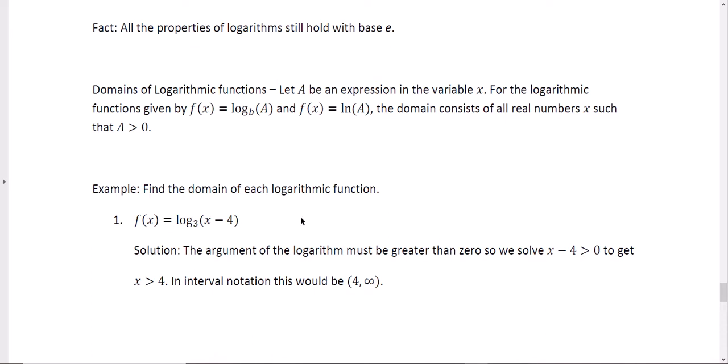So to find the domain of each logarithm, here we have f of x equals log base 3 of x minus 4. The argument, the x minus 4, must be greater than 0. So we solve the inequality, x minus 4 is greater than 0. Add 4 to both sides to get x is greater than 4. And then we put it in interval notation to get 4 to infinity. Notice they're both parentheses because there's no equal to anywhere.